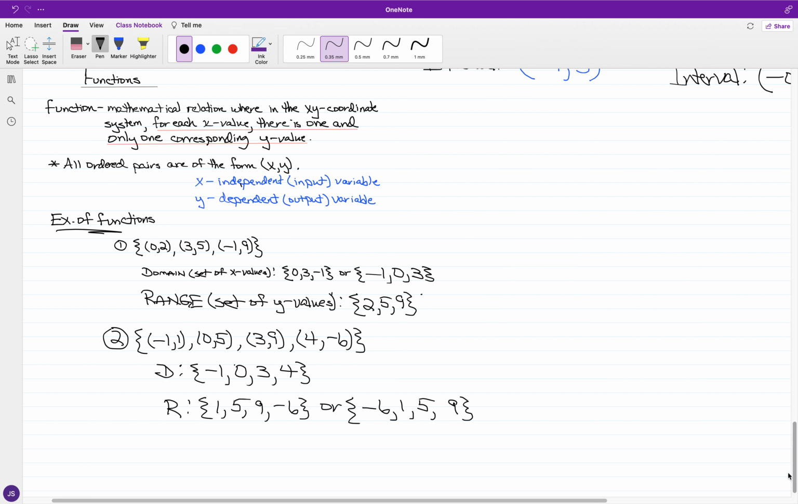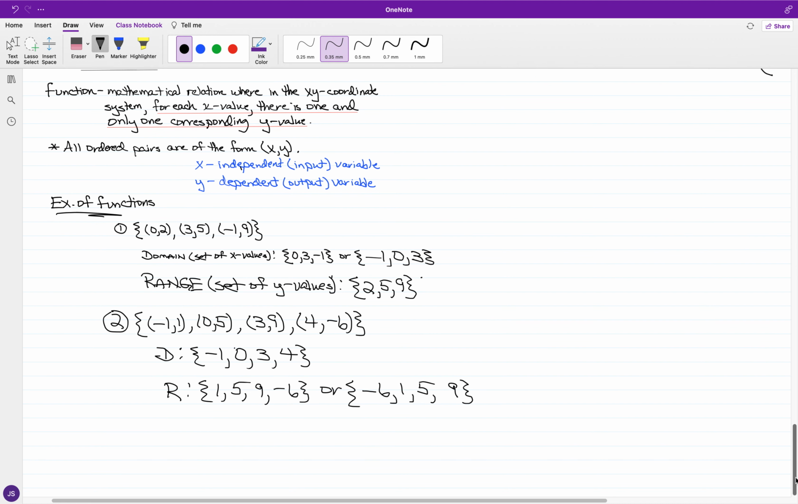Okay, so again, for the XY coordinate system, a function is going to be where for each x value there will be only one corresponding y value. And just a quick set of thought experiments in terms of whether we have a function or not.